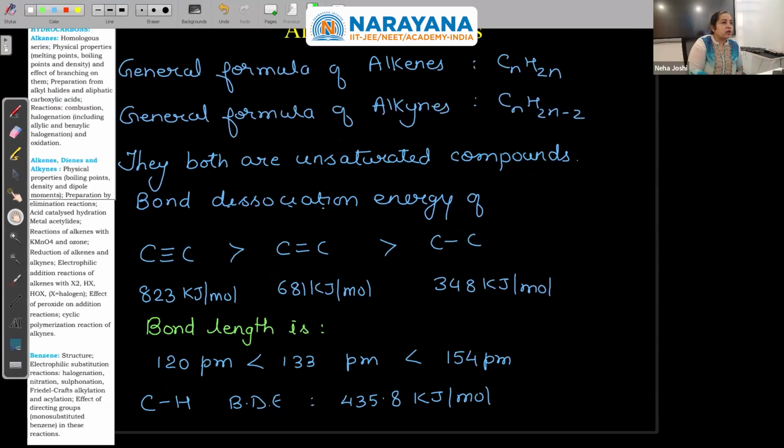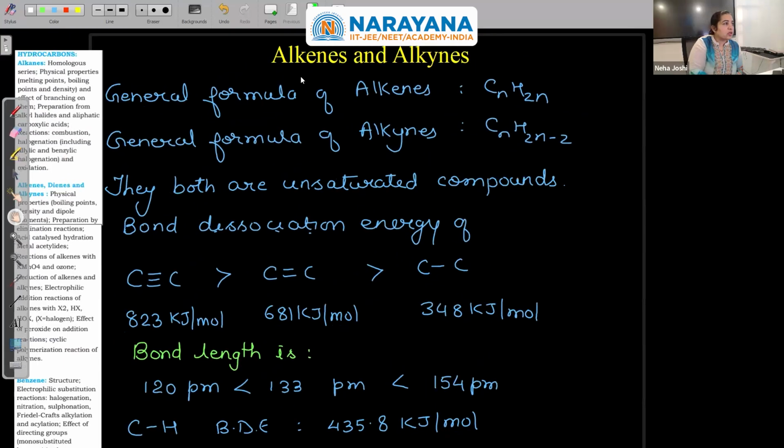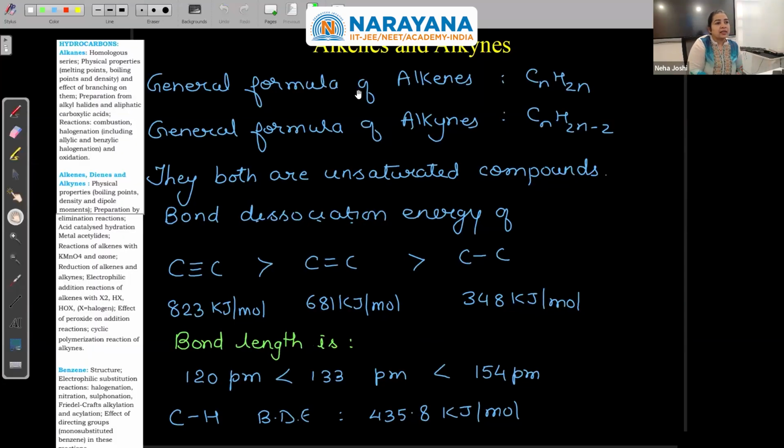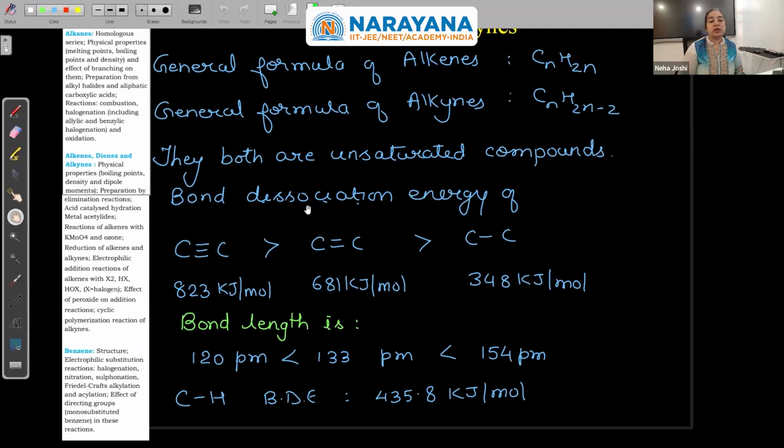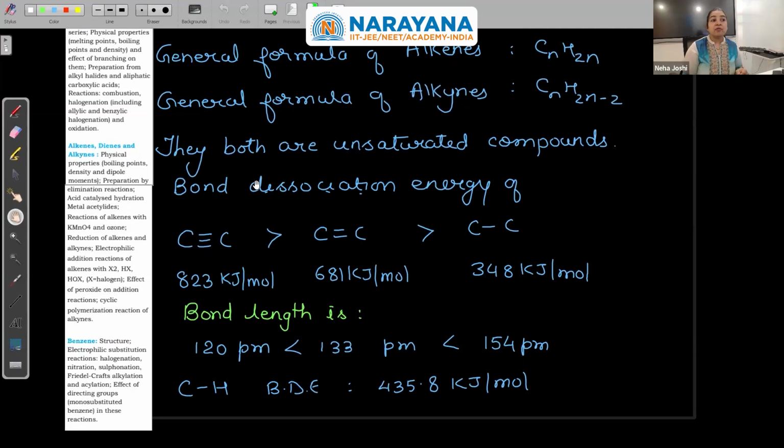So of course, the general introduction for alkenes and alkynes: the general formula of alkenes is CnH2n, alkynes CnH2n-2. They both are unsaturated compounds. Yesterday we clearly discussed that degree of unsaturation is different from being an unsaturated compound. So here they have both the degree of unsaturation as well as being unsaturated compounds.